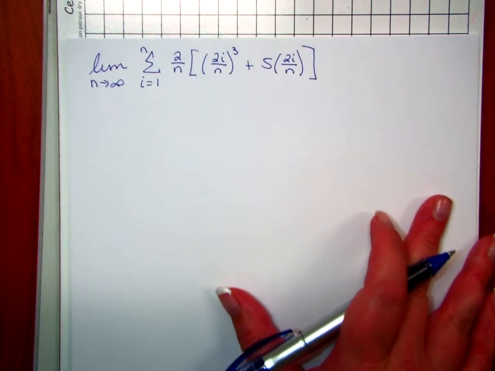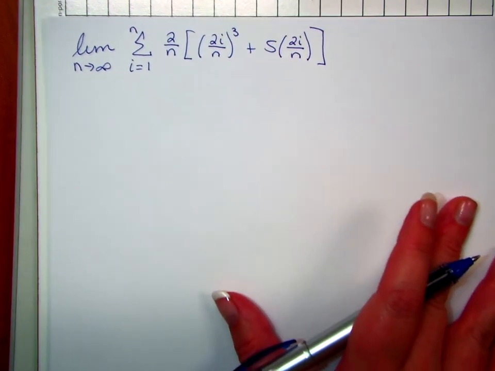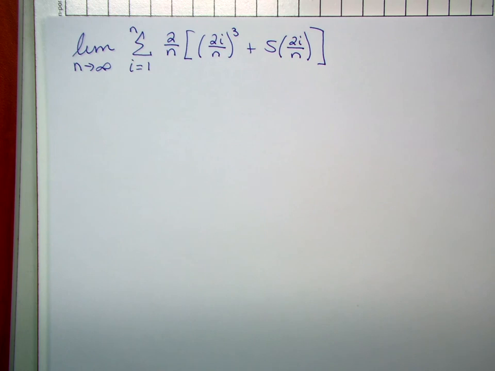All right, here we go. The limit as n goes to infinity of the sum from i equals 1 to n of 2 over n times (2i over n) cubed plus 5 times 2i over n. Right? So the first thing we need to do is multiply all this out.